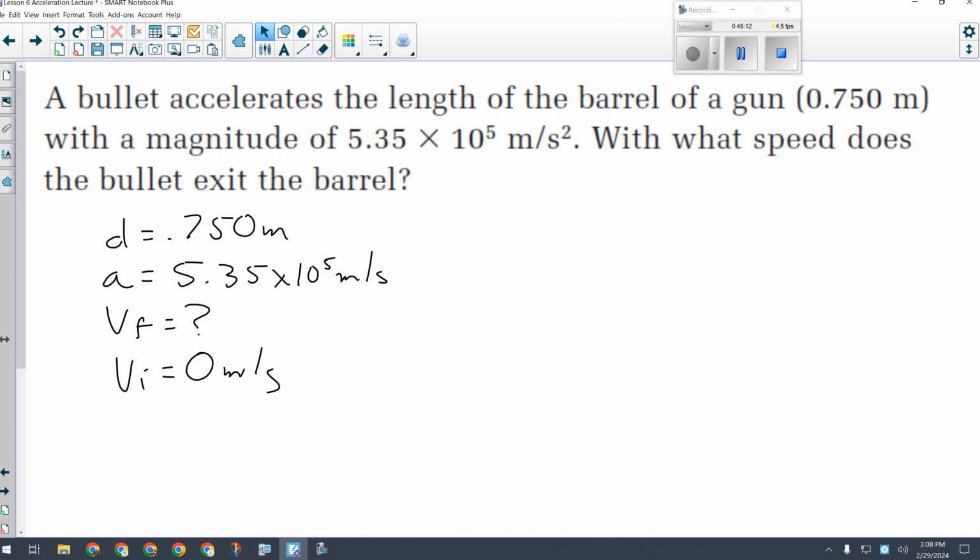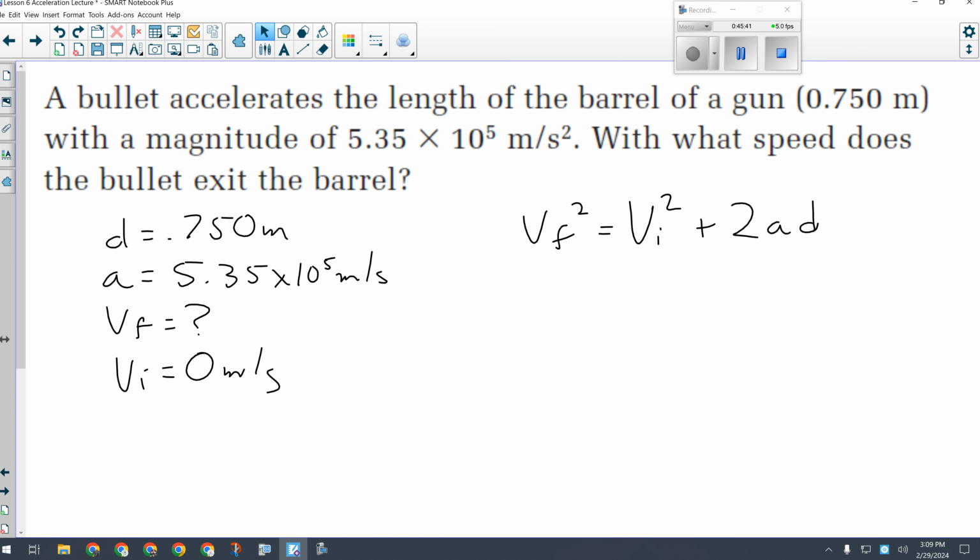Okay, so my last formula is the one that contains all of these and not time. It's the one formula involving acceleration that doesn't involve time. And that formula is this: VF squared equals VI squared plus 2AD. All right, so I'm looking for VF. The formula is already set up to calculate that, so I don't have to do any algebra with this one.